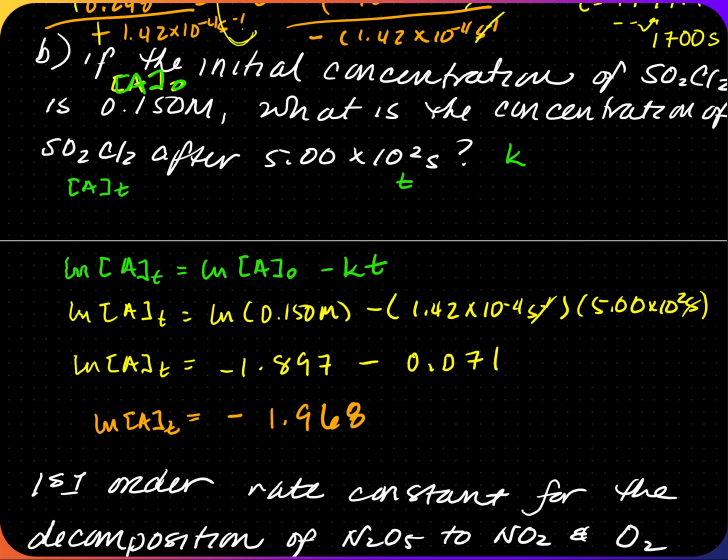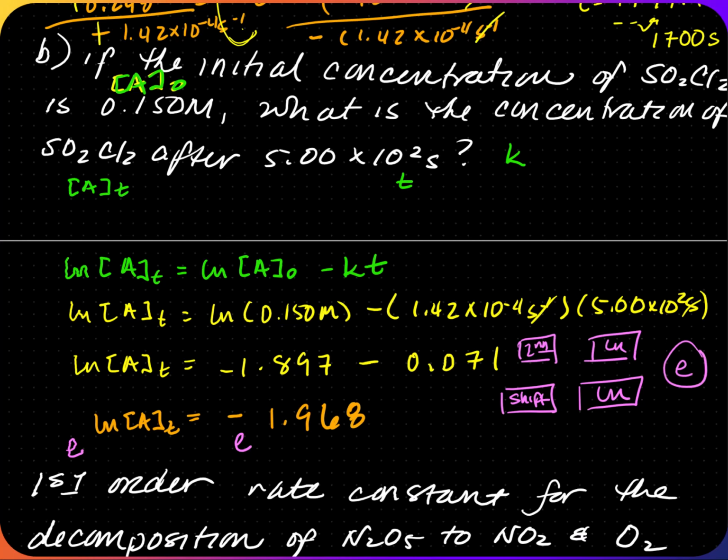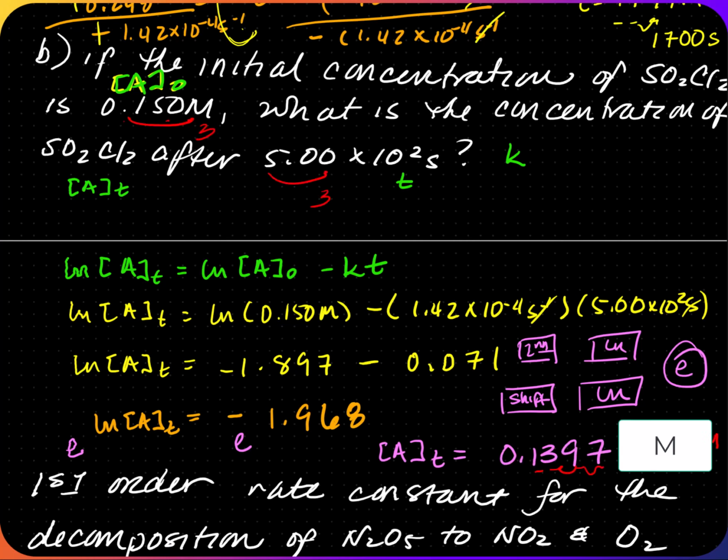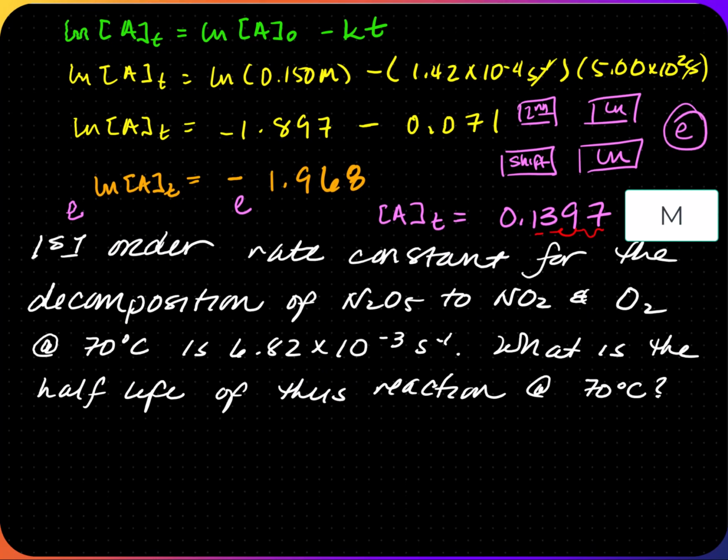To get rid of the natural log, we need to do the anti-natural log. Raise it to the e on both sides. On your calculator, depending on your calculator, it will either be shift and ln, or second and ln. You should get e that appears on your calculator. The concentration of A becomes 0.1397, and this will be in molars. Pause the video, try this problem on your own, and then check your answer.